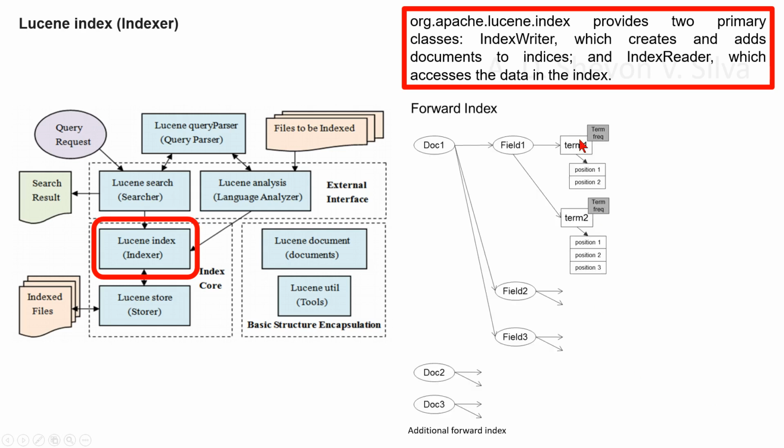Here you can see the additional forward index. The whole index contains an additional forward index as here. Here the document is connected to fields, and fields are connected to terms, and for the term you can see the term frequency here, and terms are connected to positions, and here you can see other documents.